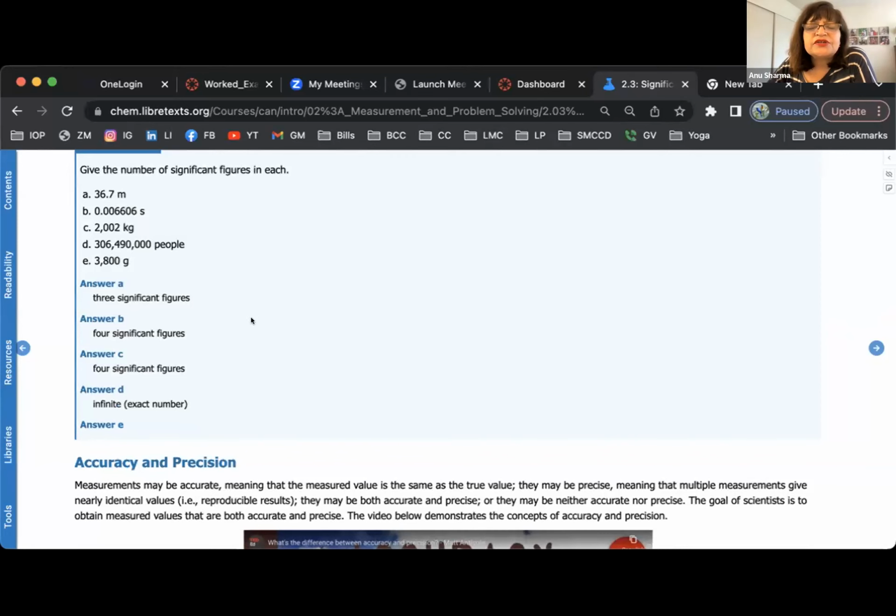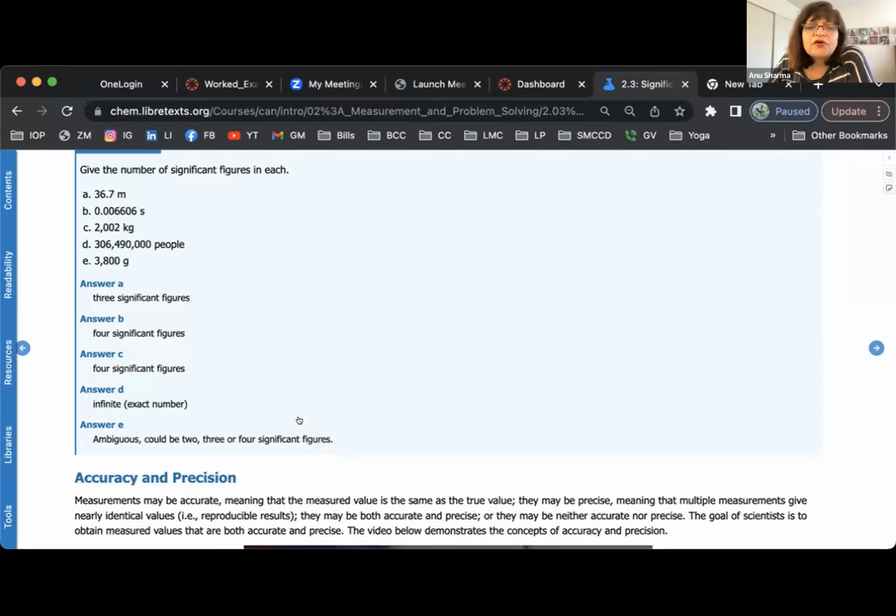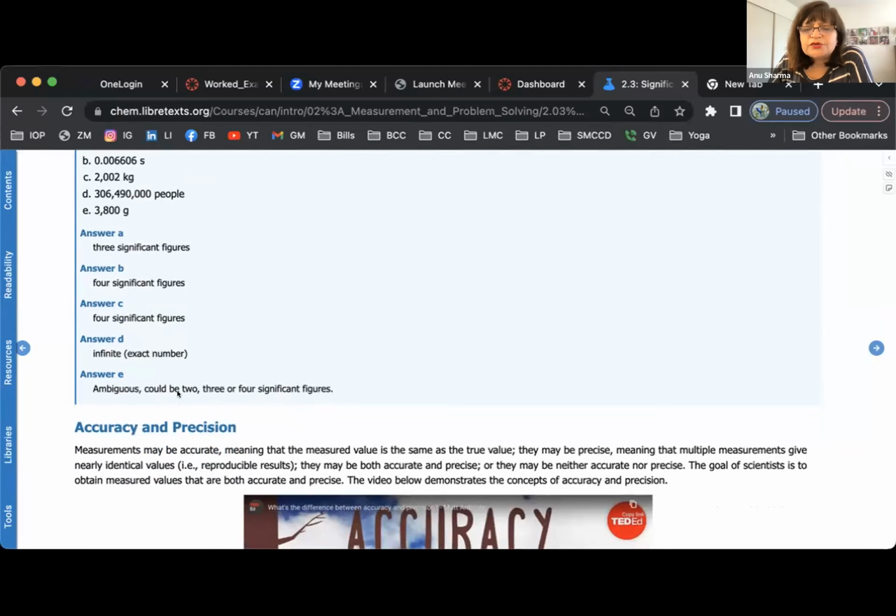Then 3800. This is also an exact number, and this is grams. So 3800 grams, exact number, and this is again a counting number. Let's say you had candies and you put all the candies on a machine and you get 3800 grams. So that's the weight of those candies. This again can be written in scientific notation. So for all exact numbers, it is ambiguous. It could be 2, it could be 3, it could be 4 significant figures.